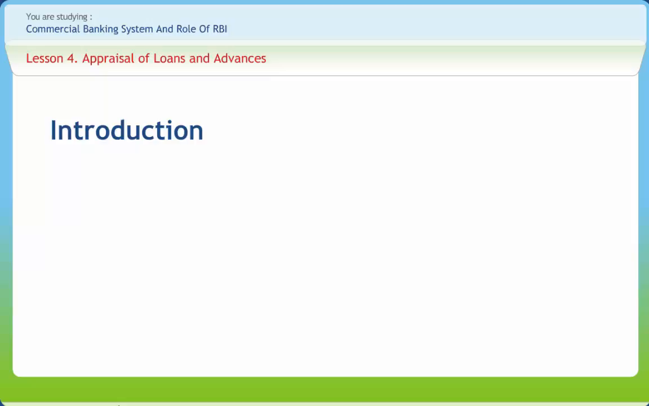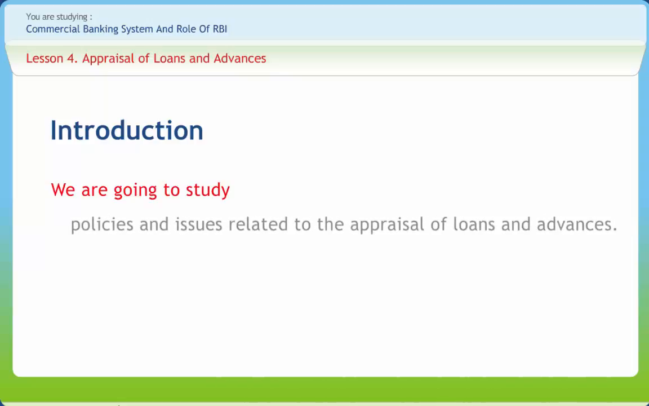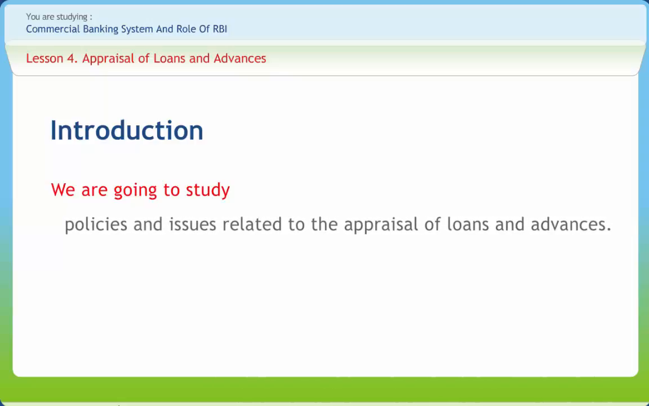According to this circular, banks could implement these instructions and adopt adequate safeguards in order to ensure that the banking activities undertaken by them are run on sound, prudent, and profitable lines. But from time to time in the past, RBI constituted many committees to review the system of cash credit. This lesson covers the policies and issues related to the appraisal of loans and advances.